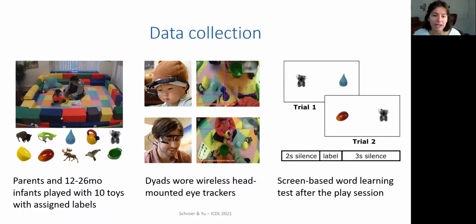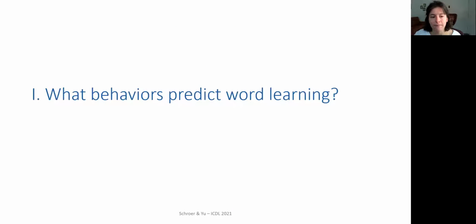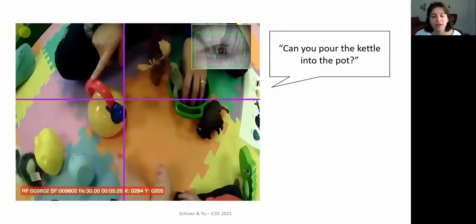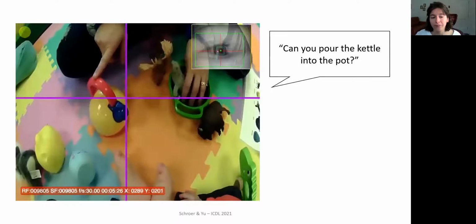And then after the play session, we used a screen-based task to see whether infants had learned any of those object names. Our first question was understanding the behaviors of the infant that could predict word learning. To give you a sense of what this data looks like, I have a short video clip, and this is the infant's point of view, and that purple crosshair indicates where they're looking.